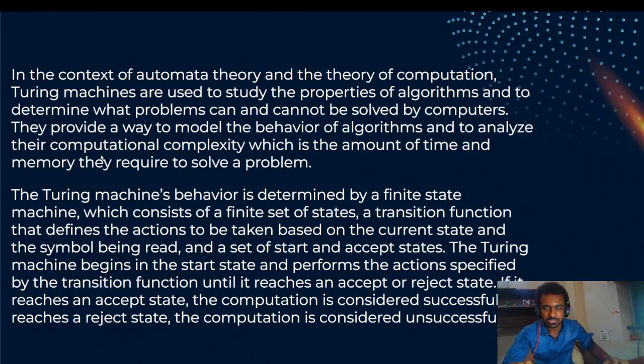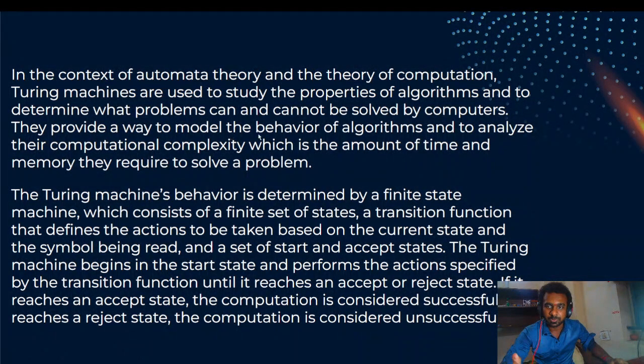So here is some more definition about what a Turing machine is. In the context of automata theory and the theory of computation, Turing machines are used to study the properties of algorithms and to determine what problems can and cannot be solved by computers. Just like I said, the Turing machine can be helped to find out what algorithms can be performed and cannot be performed.